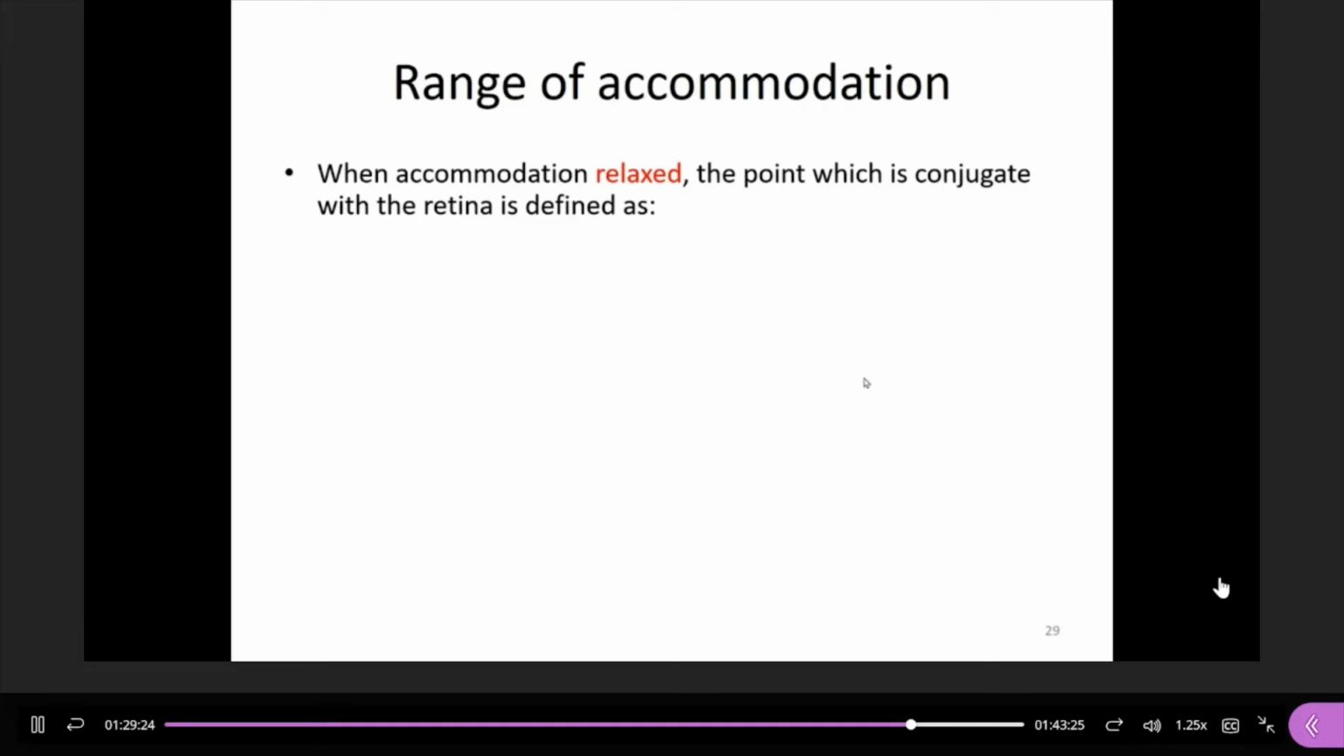When the accommodation is totally relaxed, the point which is conjugate with the retina is regarded as the far point of accommodation. The far point of accommodation has another, more technical term, which is called the punctum remotum. So the abbreviation is PR or MR.